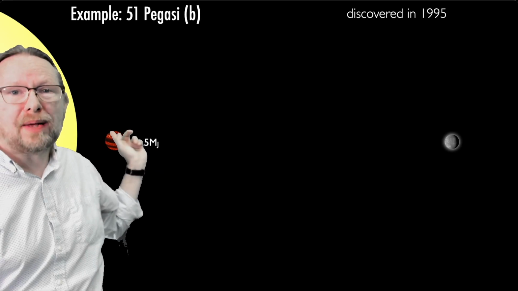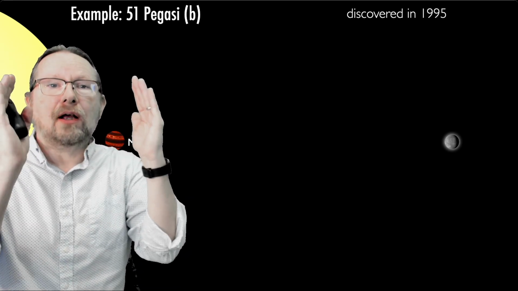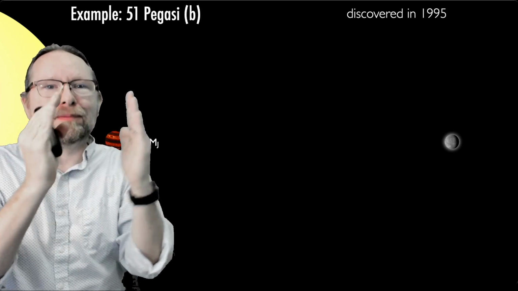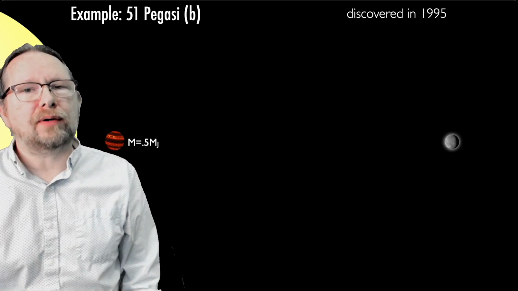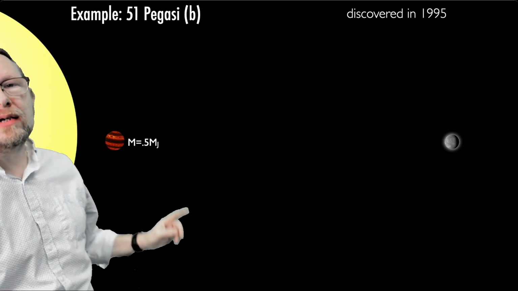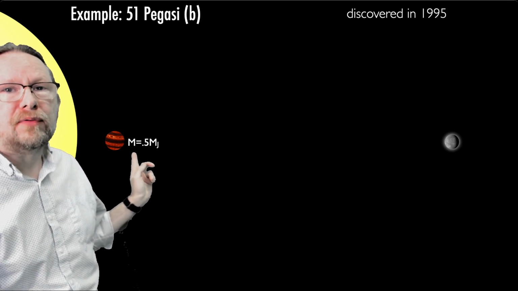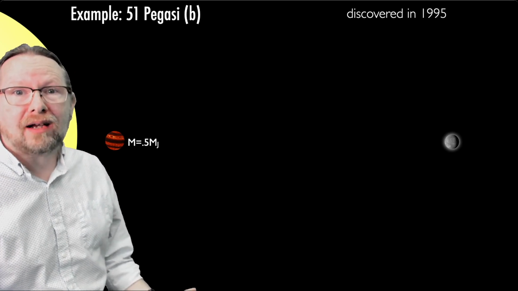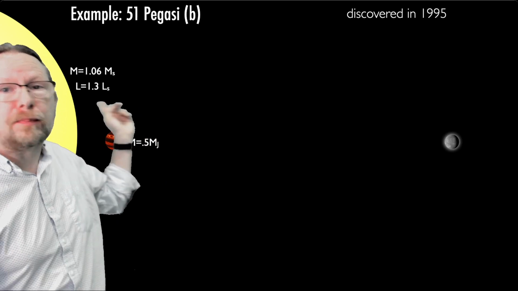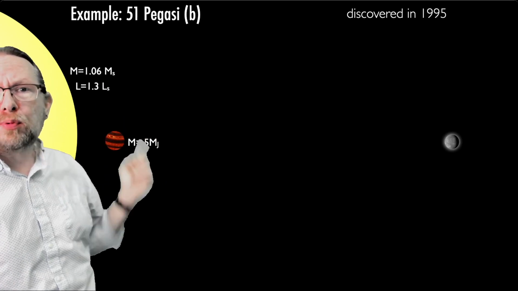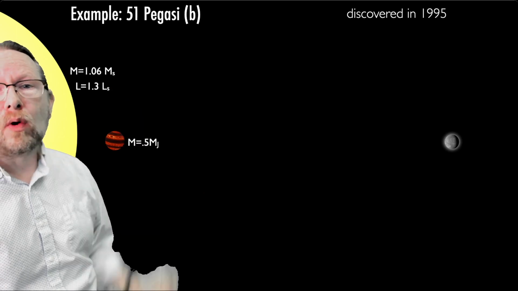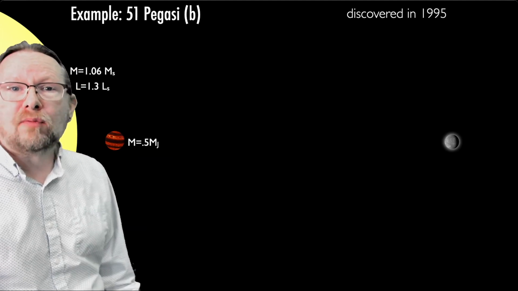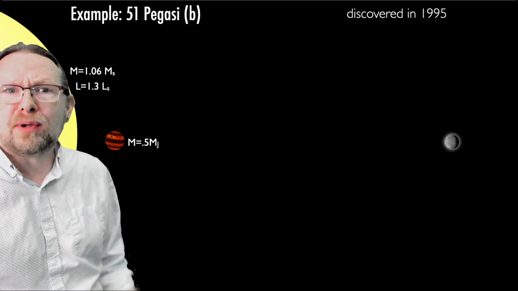The star is called 51 Pegasi. The way we name exoplanets is the name of the star, and then b; the star is a, and then b, c, d, e, f, g for the planets in order away from the star. So here is 51 Pegasi b. It is a planet that has half the mass of Jupiter. So this is a big planet. But its location, so by the way, 51 Pegasi is a star that's pretty similar to our sun. It has a mass of 1.06 solar masses, so just 6% more massive than the sun. And it has a luminosity of 1.3 solar luminosities, so about 30% brighter than the sun.